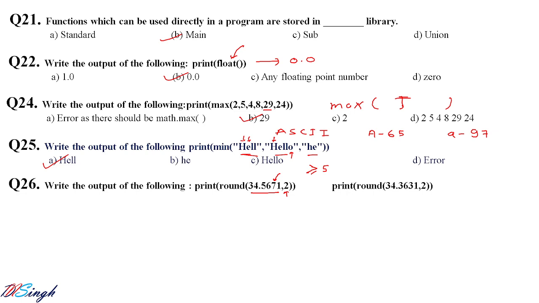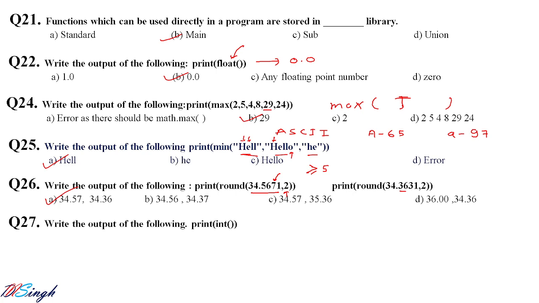If it is less than 5, then it is not going to forward that or add one to the last decimal place to which you are rounding. So here also you are rounding up to 2 places. So the output will be 34.36, but here you will have the output like 34.57. Let us see the answer. So 34.57 and 34.36, that will be the correct answer.